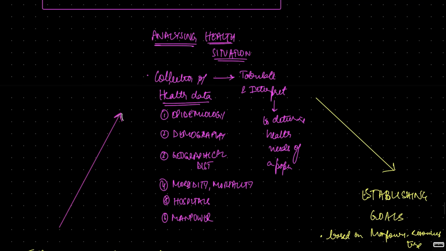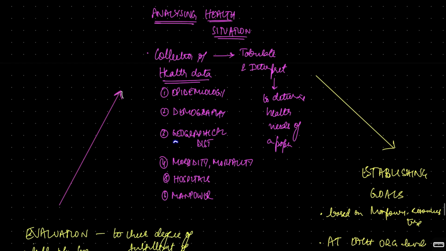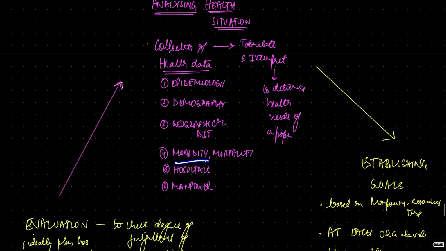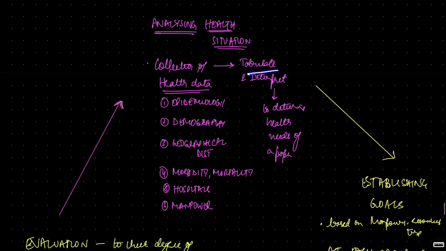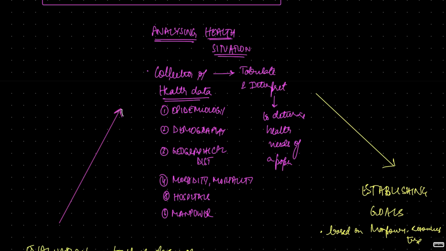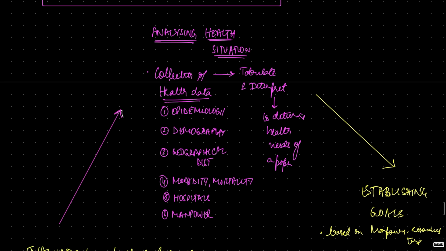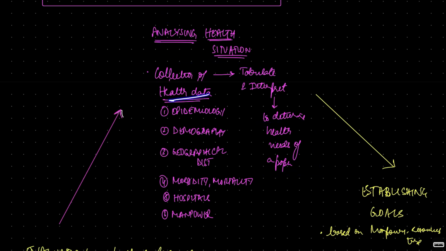So analyzing the health situation by collecting, first we collect all the health related data. We collect the epidemiology of diseases, the population demography, the geographical distribution, the morbidity, the mortality rates, the number of hospitals in that area, the number of doctors, nurses, the manpower. So all the health related data, we'll collect it, we'll tabulate it, we'll interpret it, and then we'll come up with a health need of a population. Every population will have health needs. In some areas it could be a different need, in some areas it could be a different need. So by analyzing the health situation, we are coming up with the health need of that population, understood, by collecting all the health related data.